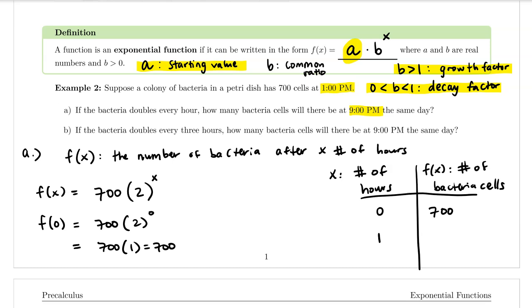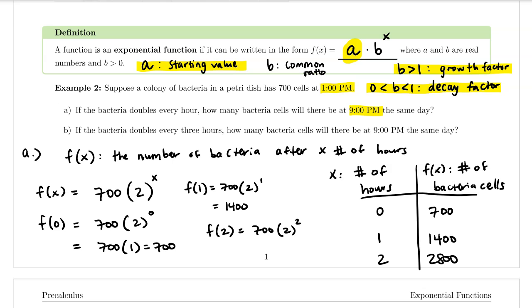Let's try plugging in 1 now. So if I evaluated f of 1, we'd double 700 one time, and that's going to end up being 1400, which is again what we expected. And let's just try one more. If we did f of 2, that would be 700 times 2 squared, and that means we would be doubling it twice, and we'd get 2800, which is again what we're expecting.